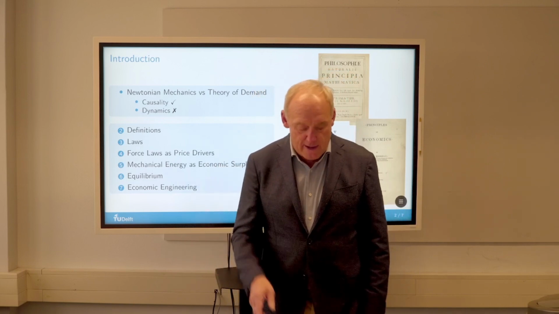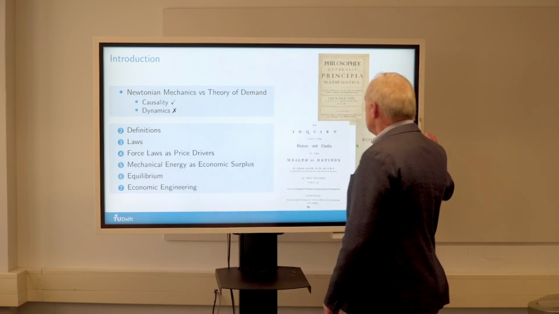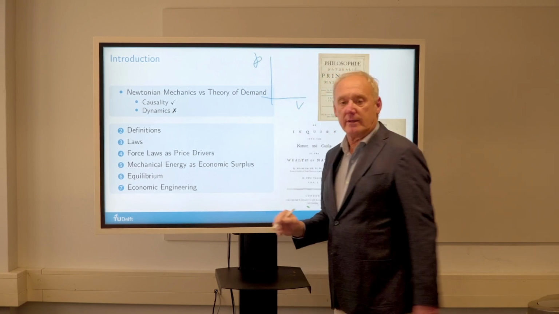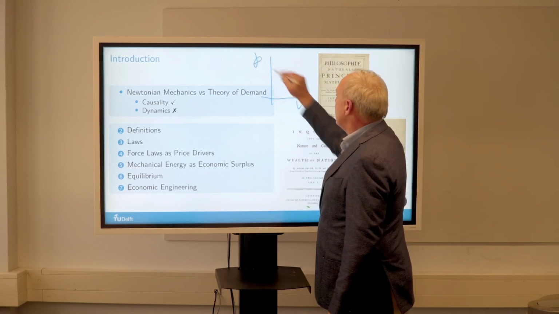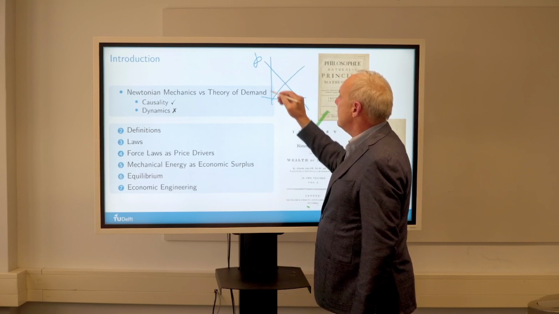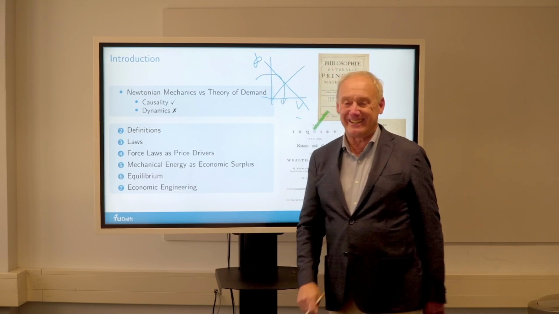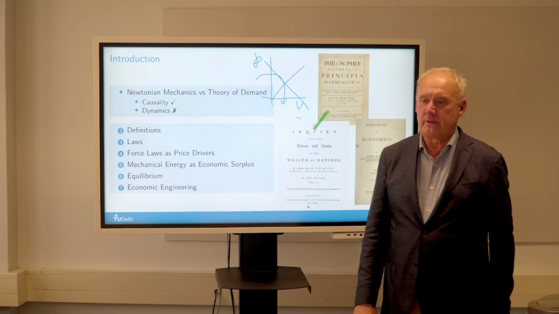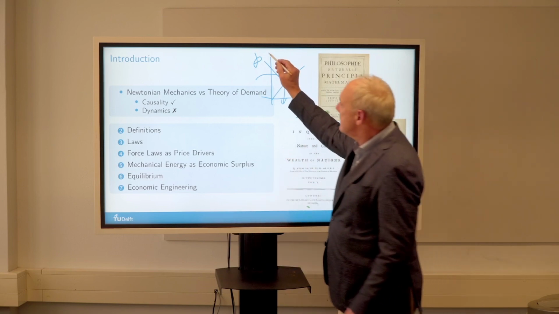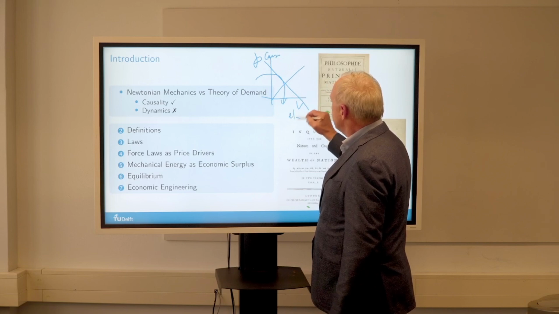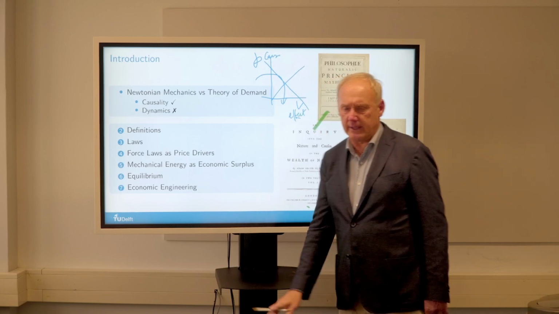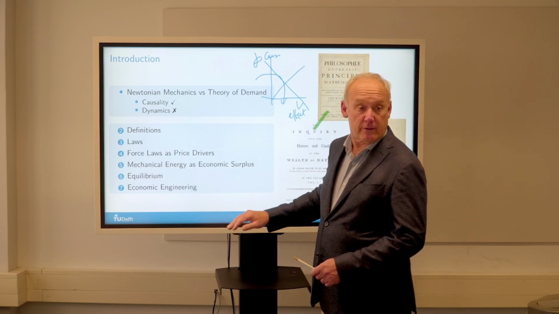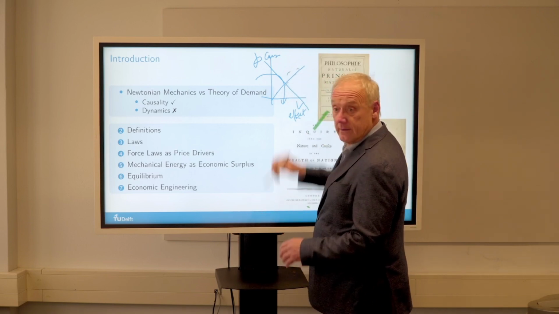But weirdly enough, when they draw these supply and demand graphs, they put the price here, and they put the quantity demanded there, and then they draw a curve like this, but they read it like this. It's a little bit of a weird thing. So keep that in mind. This is the cause, and this is the effect. So it is a causal theory.